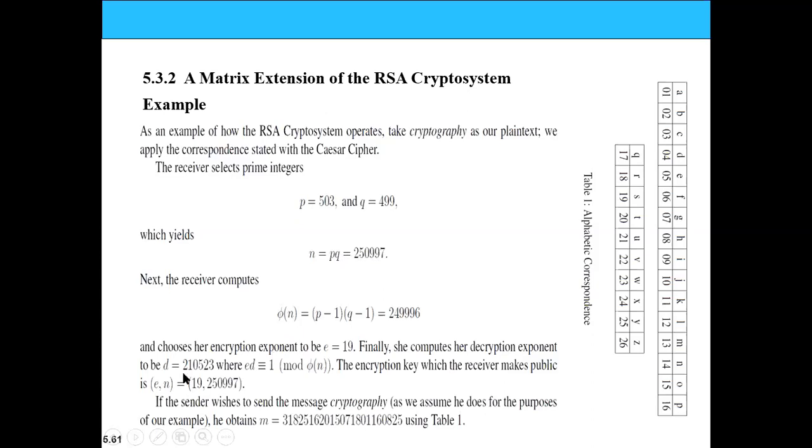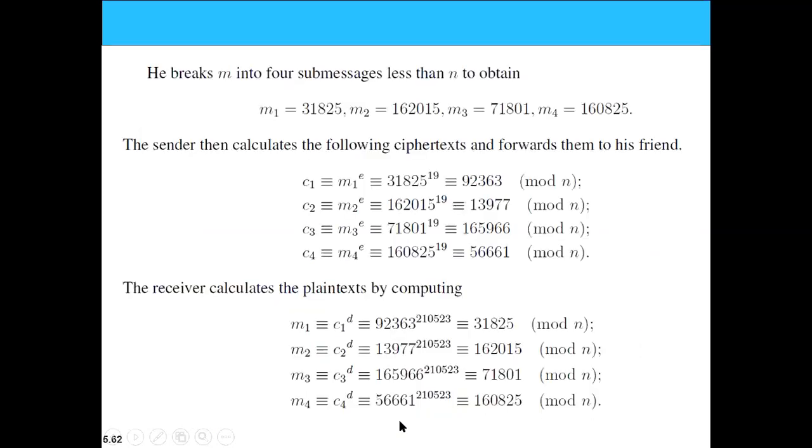If you get E as 19 and D like this one, the result is that they are both relatively prime under phi of n. So in that case, E and n are basically your public key. So you will get this as your message.